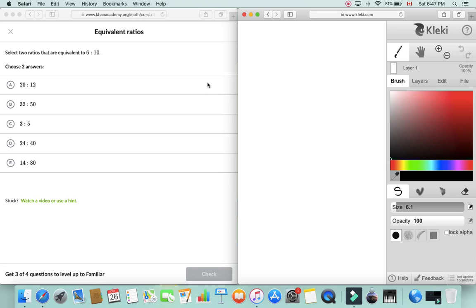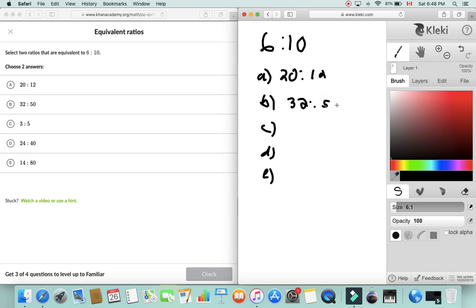Okay, select two ratios that are equivalent to 6 to 10. So 6 to 10. We can either go up or go down, but let's just do it like this. Oh my god, it sucks so bad. Okay, so just pause the video if you want to figure it out yourself. But I'm just trying to rush through this.